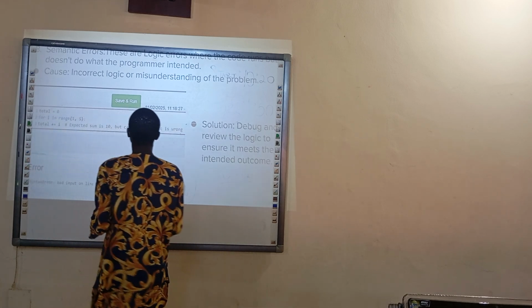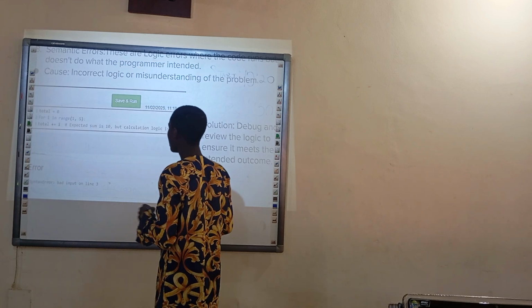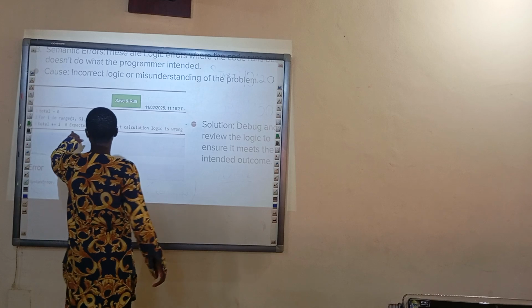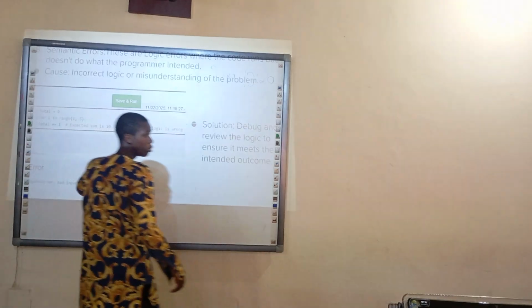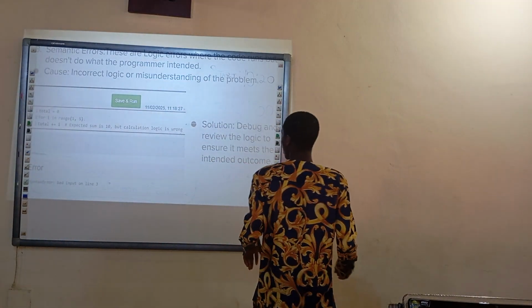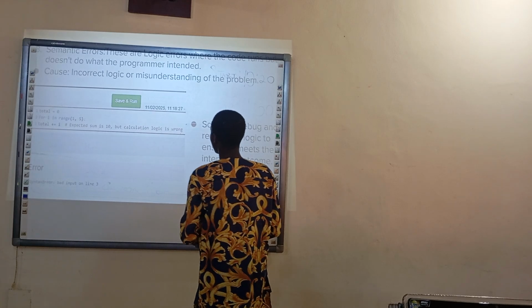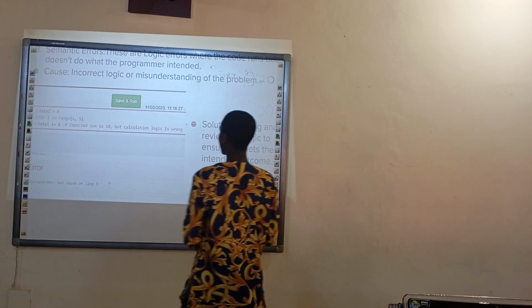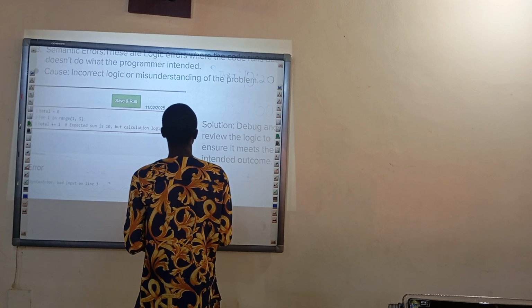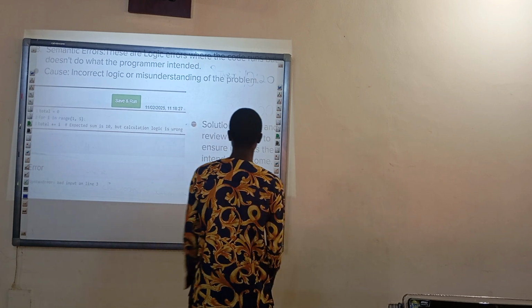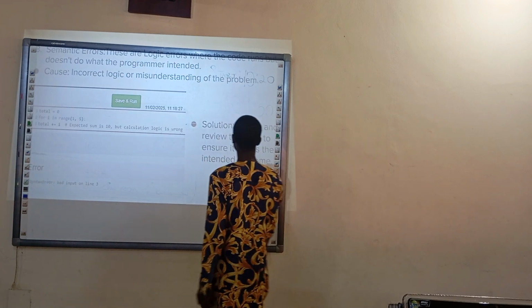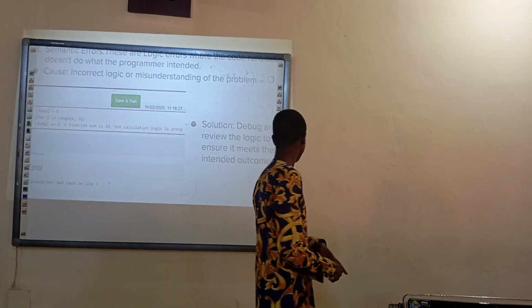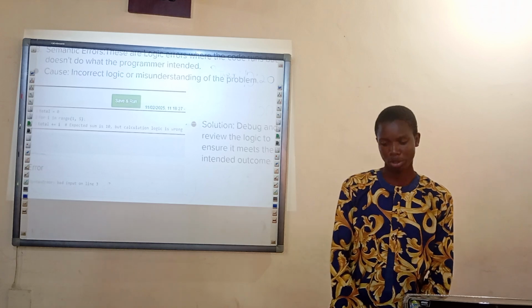So this is a semantic error because the way I typed it, the logic is incorrect. I expected a sum, but the application logic is wrong. So this produces a semantic error, and it will not do what I wanted it to do. The solution to this is to debug the code, review the logic and ensure that we get the intended outcome for semantic errors.